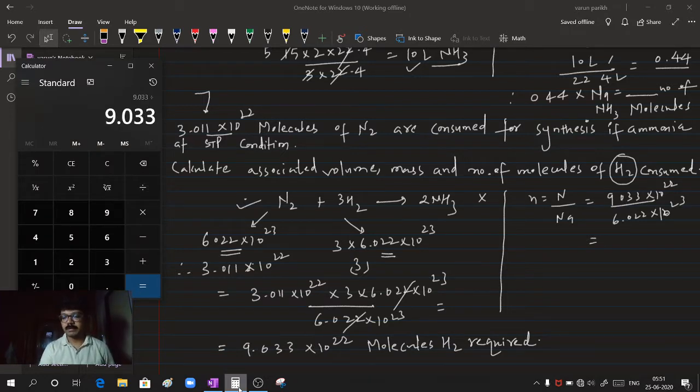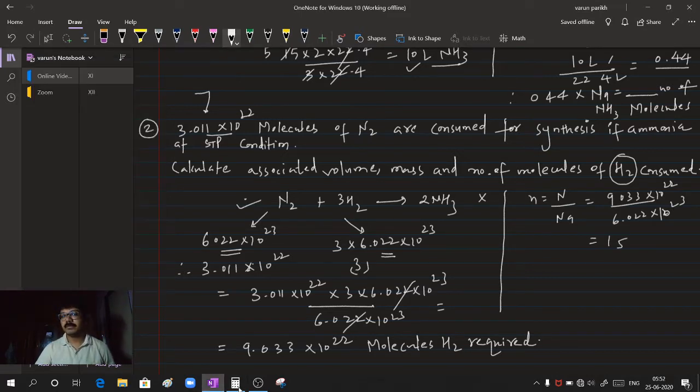So here it will be 9.033 divided by 6.022. So it is what, 1.5. So 1.5 into 10 raised to minus 1. 22 minus 23 will be minus 1. So 0.15 moles of H2 is required. Now find the volume.